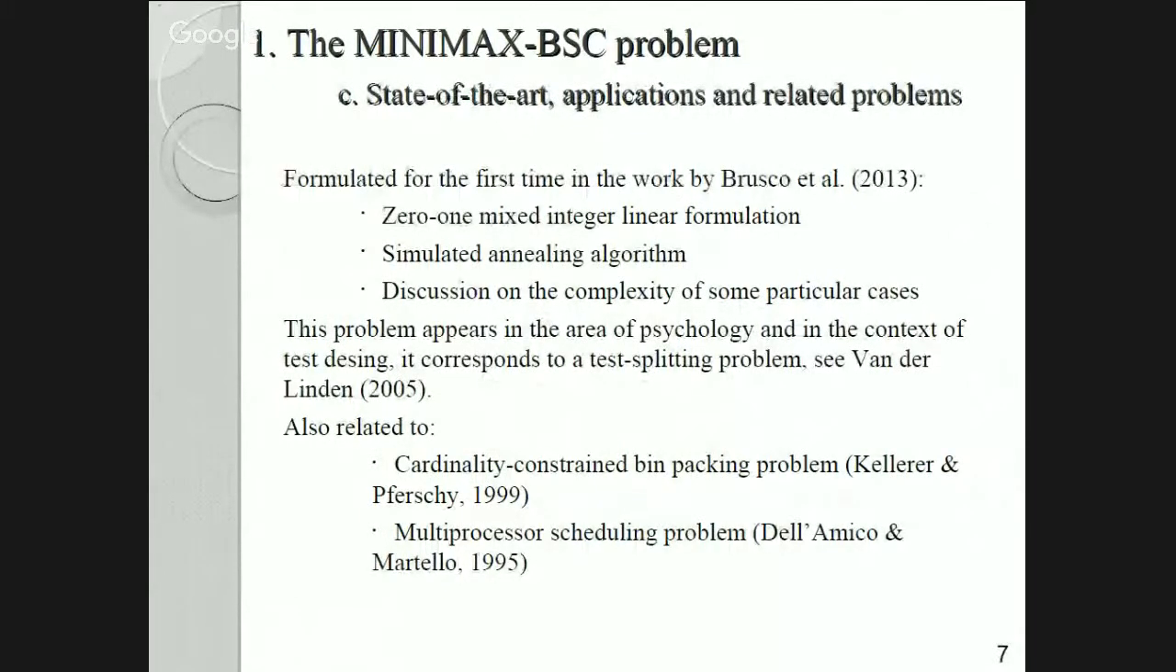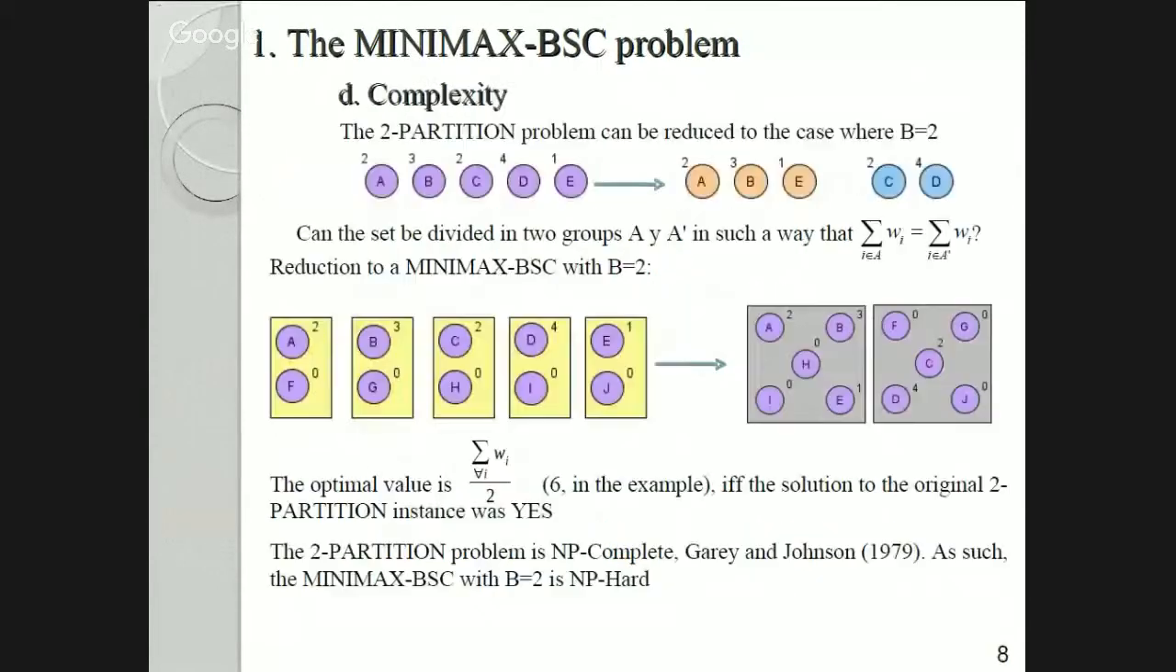As for the state of the art, this problem was initially formulated 2 years ago in a paper by Brusco et al. And they presented a formulation for the problem, a simulated annealing procedure for its solution, and a discussion on the complexity of some cases. They discussed that maybe the cases where we have only 2 questions per set was solvable in polynomial time. This problem is used, aside from in education, it also appears in the area of psychology. And it's also related to other cardinality constraint bin packing problems and multiprocessor scheduling problems.